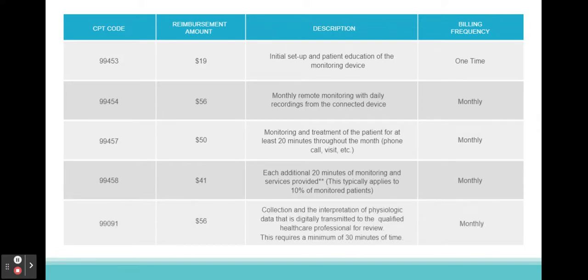99091 covers the standalone collection and interpretation of remote data. It includes 30 minutes of RPM clinical time between a patient and a physician or qualified health professional per month, and also requires at least one instance of communication, which can be a call, video visit, or even an email exchange. Because of Vive's affordability, many practices will see a return on investment in as soon as 2 months.